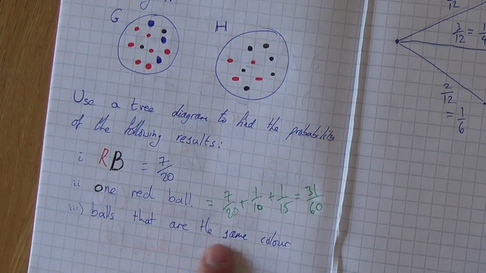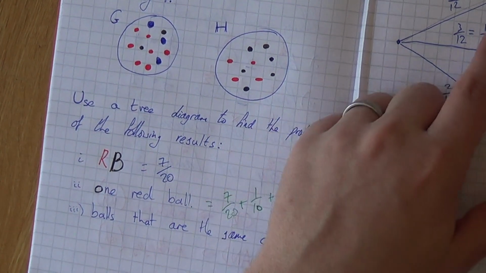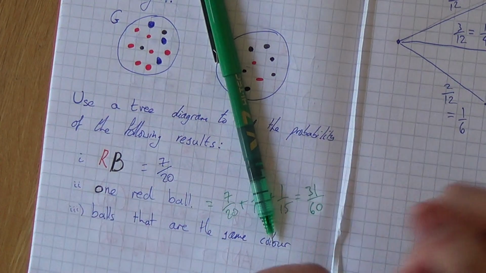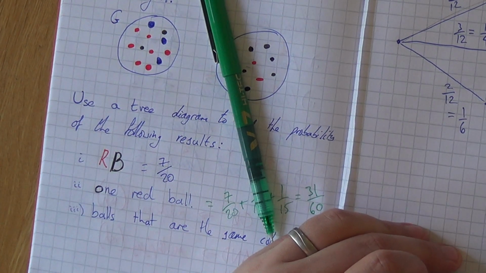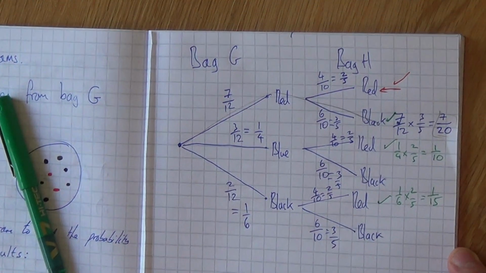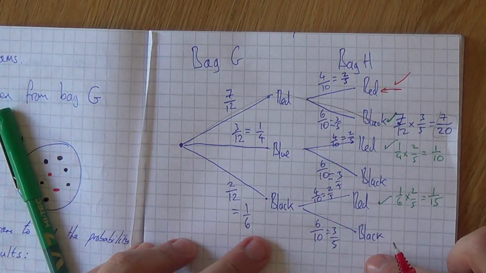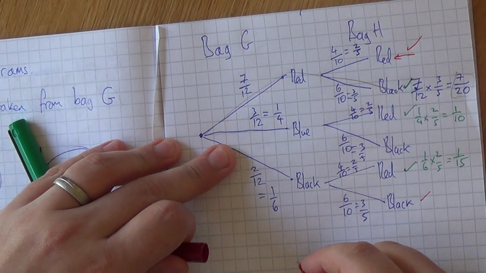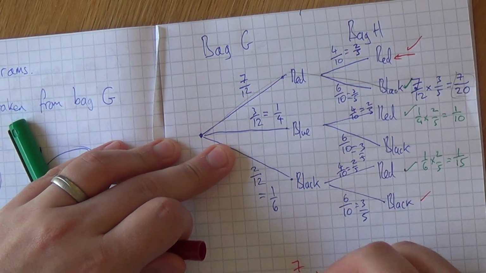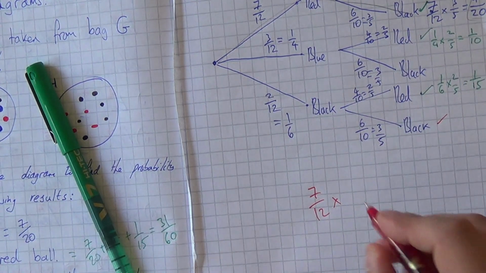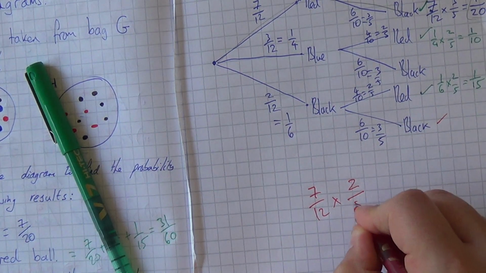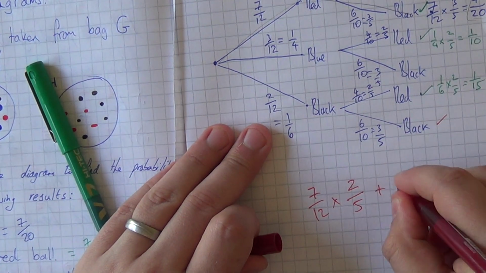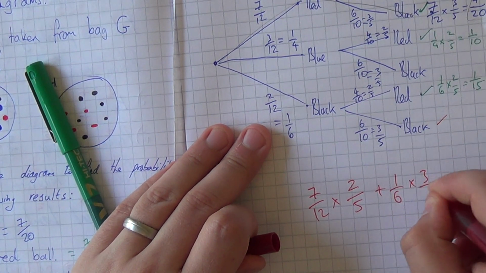Okay, finally, both balls are the same colour. Well, that could be red then red. So that could be this one. That's red red. This one red then red, and this one black then black. So there's just 2 things here. That top branch is 7/12 times 2/5, and this bottom branch is 1/6 times 3/5.